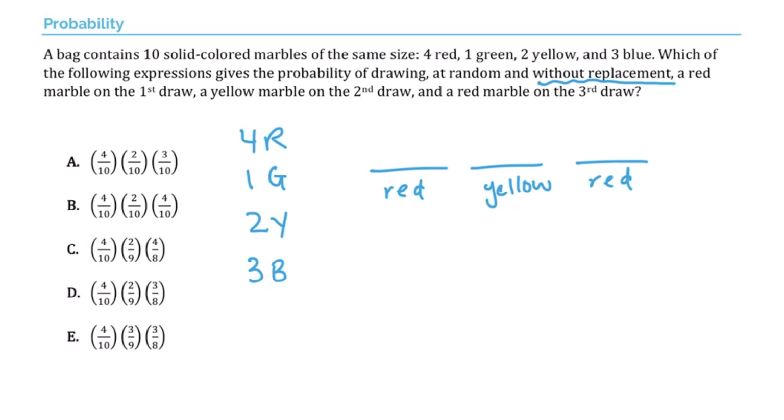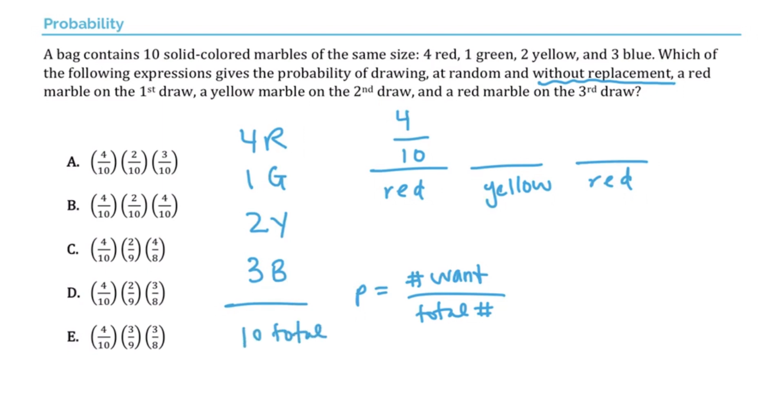What's the probability of red on my first draw? Remember, probability is defined as the number that you want divided by the total possible number. So how many are red? What I want in the first draw is 4 that are red divided by there are 10 total marbles, right? If I add up 4 plus 1 plus 2 plus 3, I have 10 total. So the probability for my first draw of getting red is 4 out of 10.